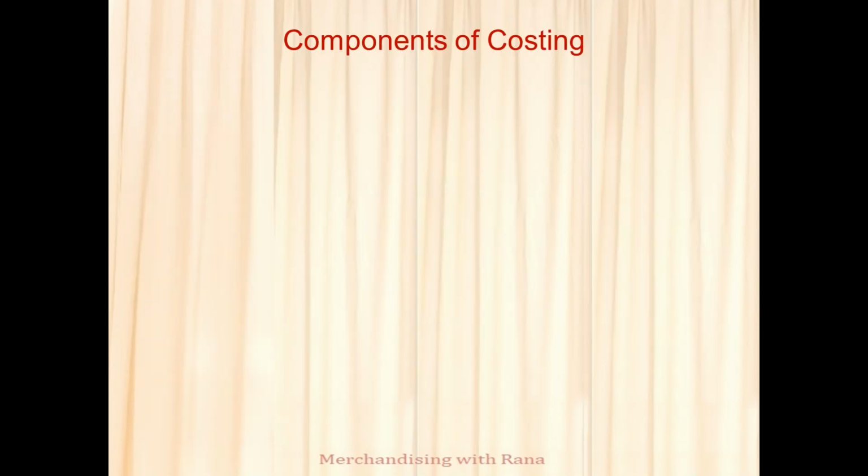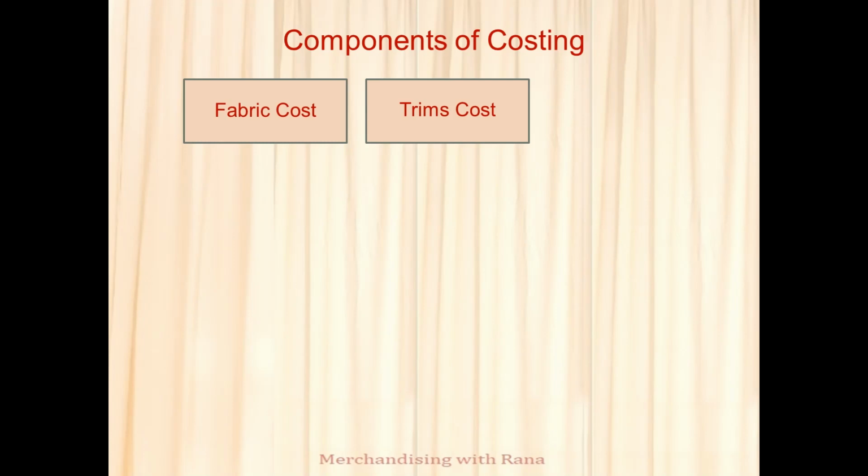Let me tell you about the components of costing. I already said the major portion of garments costing is fabric cost. After that, trim cost, then packaging. So these three are equally responsible for making a costing, because without the packaging you cannot ship the goods.